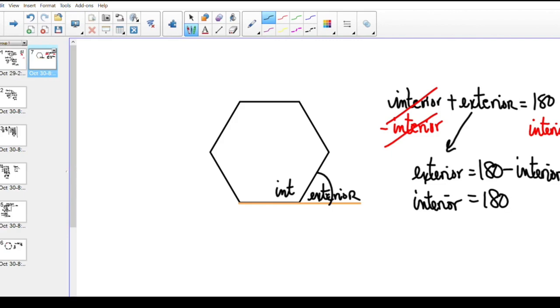Take a guess. It'd have to be 180 minus exterior? Now let's see what we got here. So what is the measure of one exterior angle of a regular convex polygon with the given number of sides?